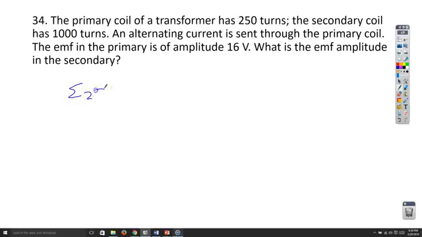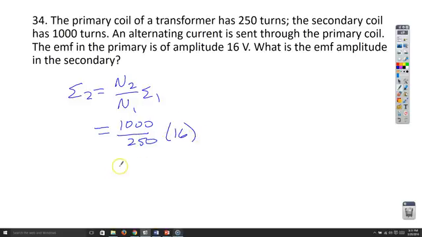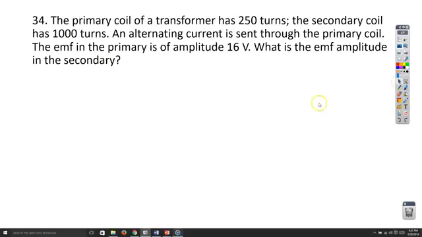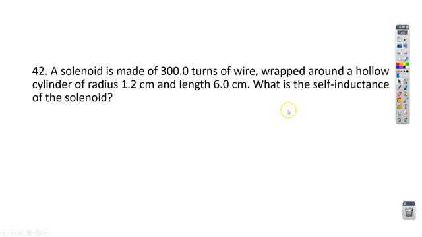So our secondary EMF is equal to the secondary turns over the primary turns times the primary EMF. Secondary turns is 1,000, primary turns is 250, and we're going to multiply that times 16 volts. So we end up with 64 volts is the EMF amplitude in the secondary. Take a look at the next one. This one is number 42.